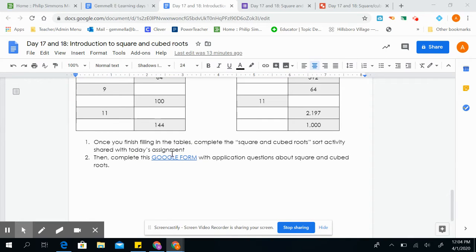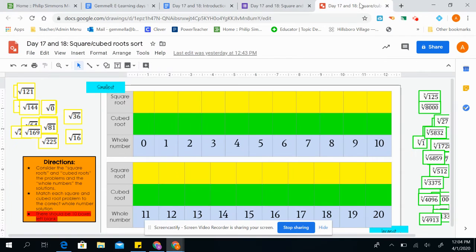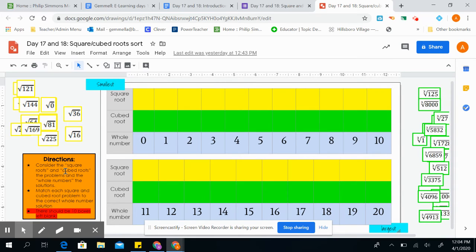Okay, so once you finish filling in the tables, complete the square and cubed roots sort activity shared with today's assignment. So that is here. Okay, the directions are listed here. Consider the square roots and cubed roots the problems, and the whole numbers the solutions. Match each square and cubed root problem to the correct whole number solution.